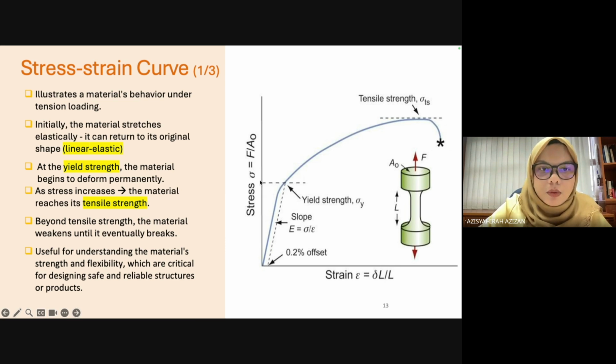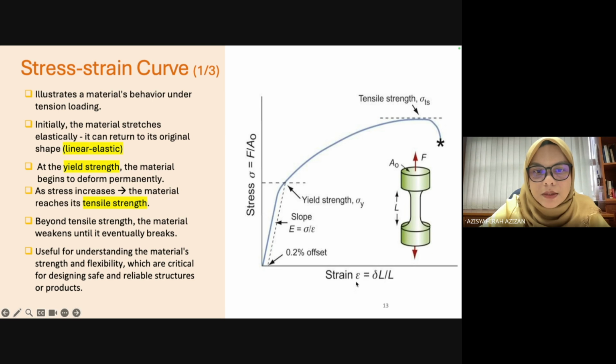So we know that stress is the force applied to a material divided by A naught. What is A naught here? A naught is the area where the force is applied, the cross section area. So stress is like how much pressure you put on the material. And on the x-axis we have the strain, right?